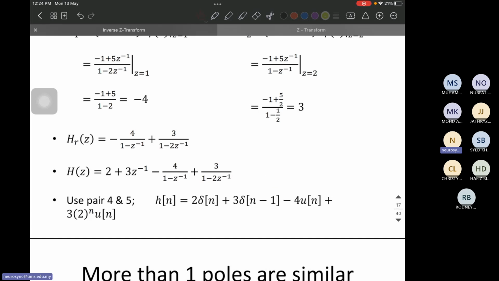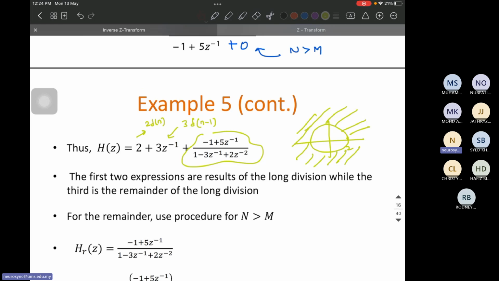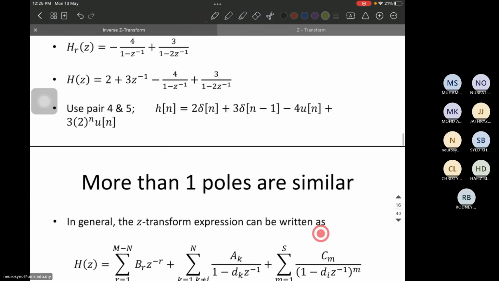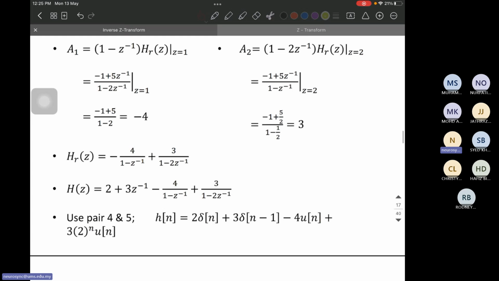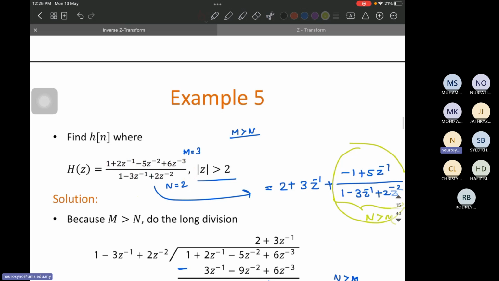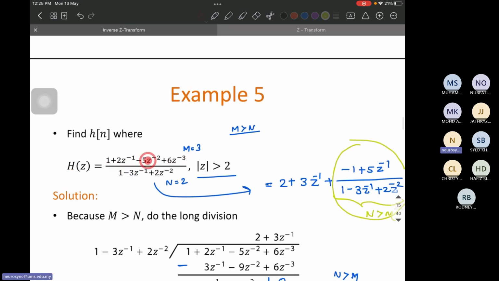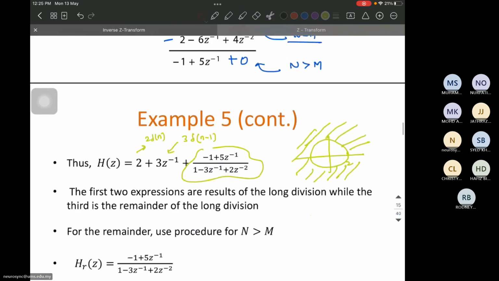Why? Because the region of convergence is given, that is positive, the exterior. Okay, exterior ROC is given, not interior. Exterior ROC is nothing but the right-sided ROC. Okay, so this is the inverse Z transformation of this example, where we are having the numerator polynomial with higher degree. Okay, so this is the second case.